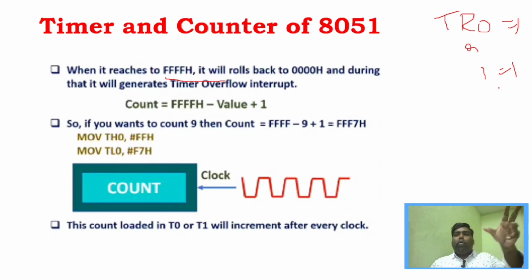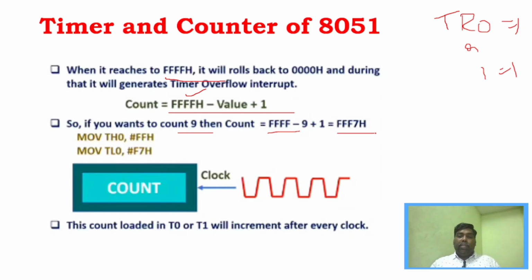To find out the count value, there is a formula: FFFFH minus value plus 1. Whatever value we are trying to give has to be subtracted from this maximum value, and you have to add 1 so that we get the count value to program the timer. You can see a good example here. If the count value is 9, I subtract this 9 from FFFFH plus 1. What will that give? I will get this particular value.